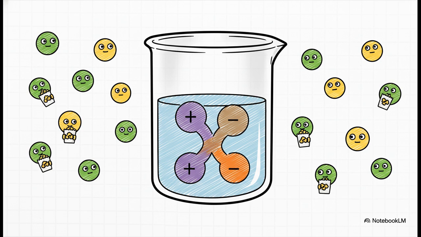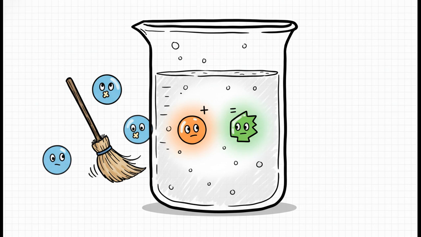They aren't actually part of the chemical change at all. We call these spectator ions. They're just watching the action from the sidelines. So if we just remove those spectators, we're left with this, the net ionic equation.